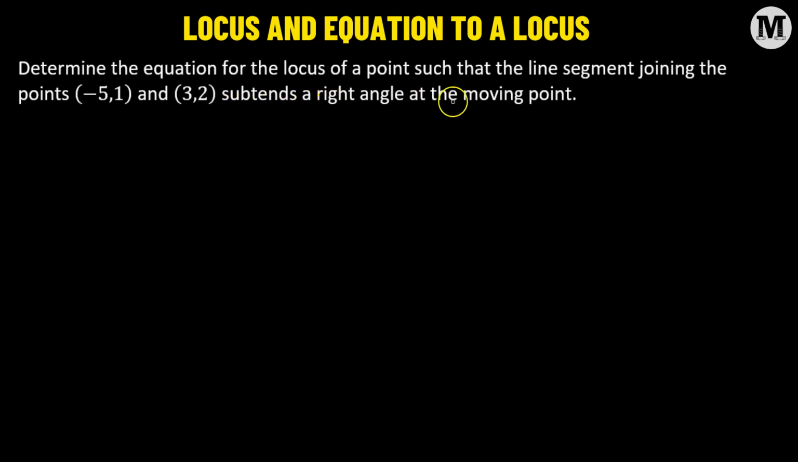Determine the equation for the locus of a point such that the line segment joining the points -5, 1 and 3, 2 subtends a right angle at the moving point. Let us begin.